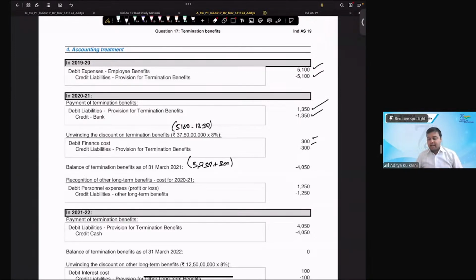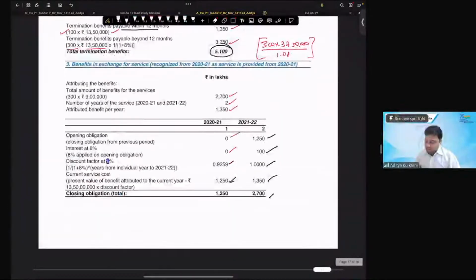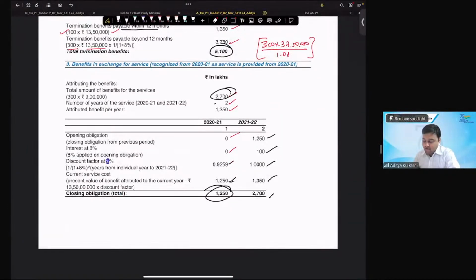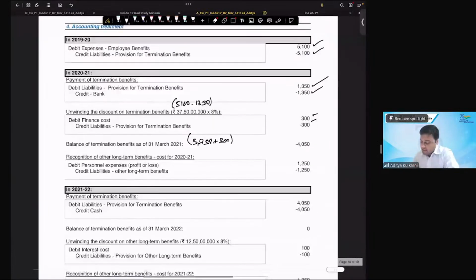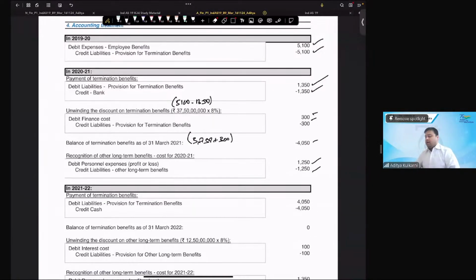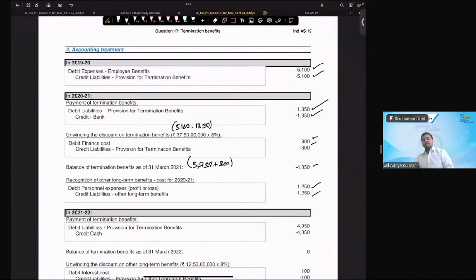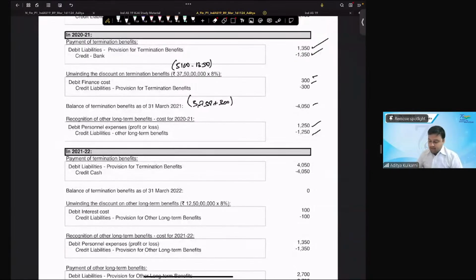Recognition of other long-term benefits. This is the service-related benefits, which is this value, 1,250, which is 2,700 by 2 discounted. So that comes to 1,250. Are we okay till here? Yes. Till 1,250, are we okay? Yes. Monica, sir. Understood? Yes sir. Okay.